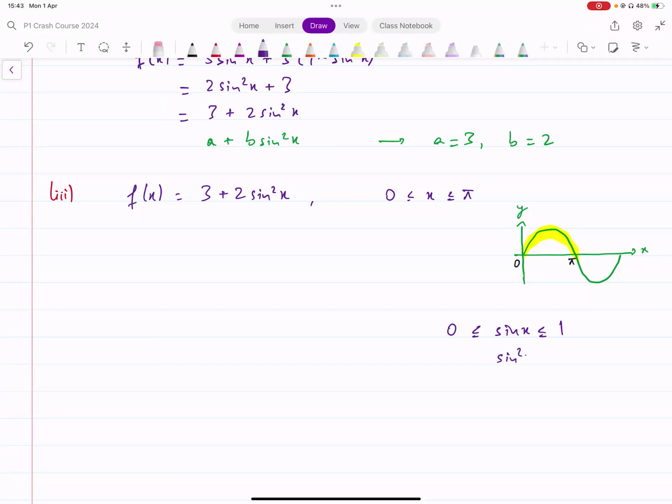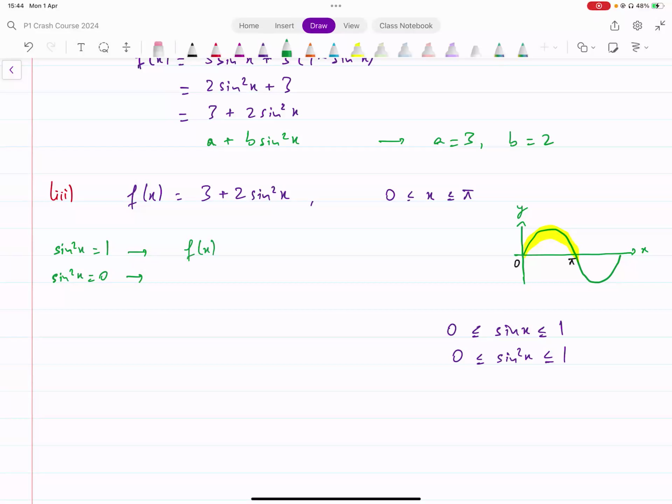If that's the range for sine x, what about sine square x? That's also from 0 to 1, because this function is not going in the negative direction at all. So the square is also going to be from 0 to 1, like this. All you have to do now is input sine square x equal to 1 once, and then input sine square x equal to 0 once. That should give you the result.